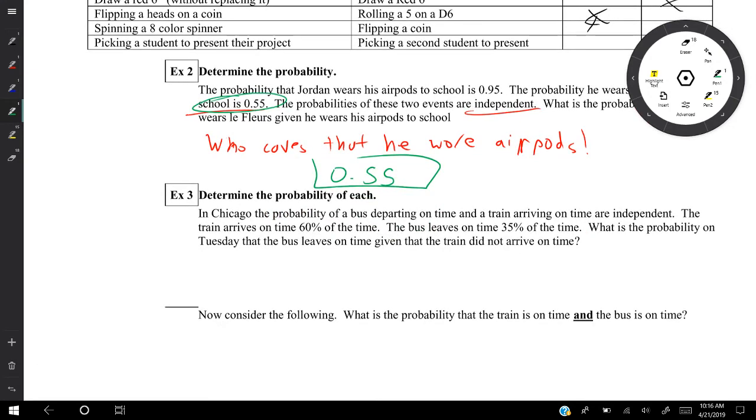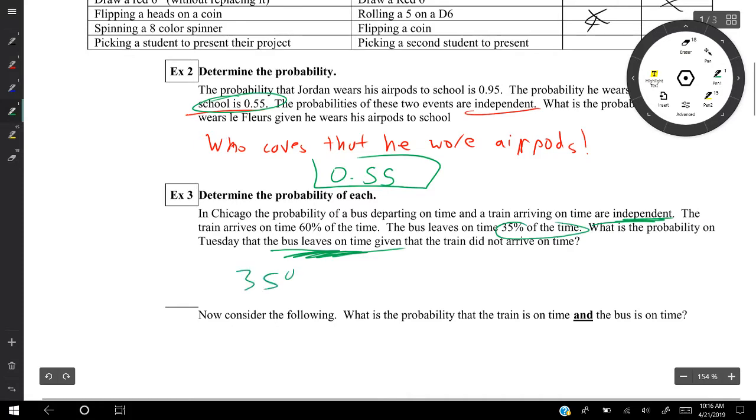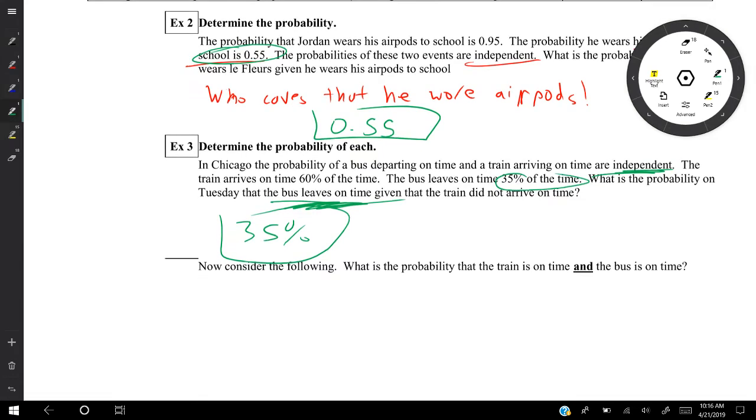In Chicago, the probability of a bus departing on time and a train arriving on time are independent. So who cares whether one thing or another happens? It doesn't matter because it stays constant. The train arrives on time 60% of the time. The bus leaves on time 35% of the time. What is the probability on Tuesday that the bus leaves on time? So we want to know what's the probability the bus leaves on time given the train did not arrive on time? Who cares the train didn't show up on time? That bus is leaving on time. 35%. That is the probability. 0.35.